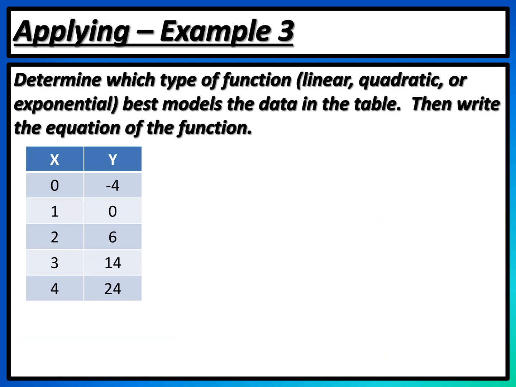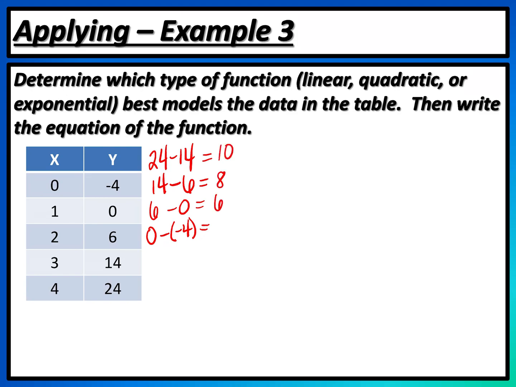We're going to start from the bottom and go backwards. So 24 minus 14, 14 minus 6, 0 minus negative 4. Be careful with that last one. Each one of these is going to give us a different answer. Do not get discouraged. Don't think that we did it incorrectly, because this means we just have to subtract again.